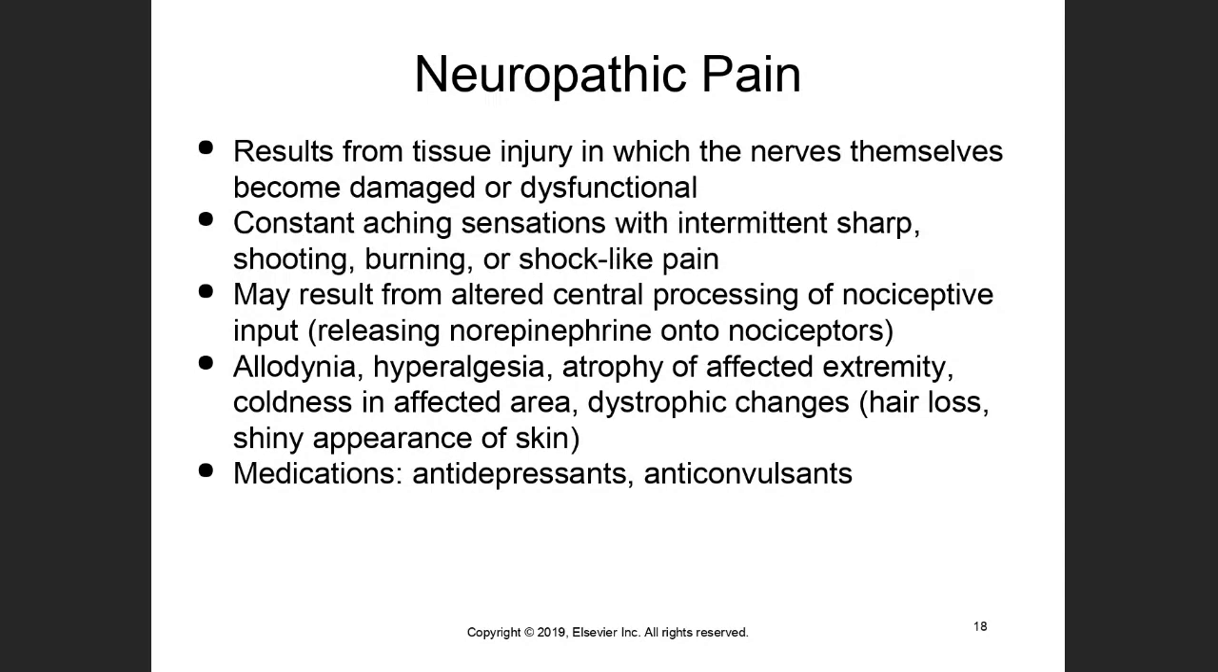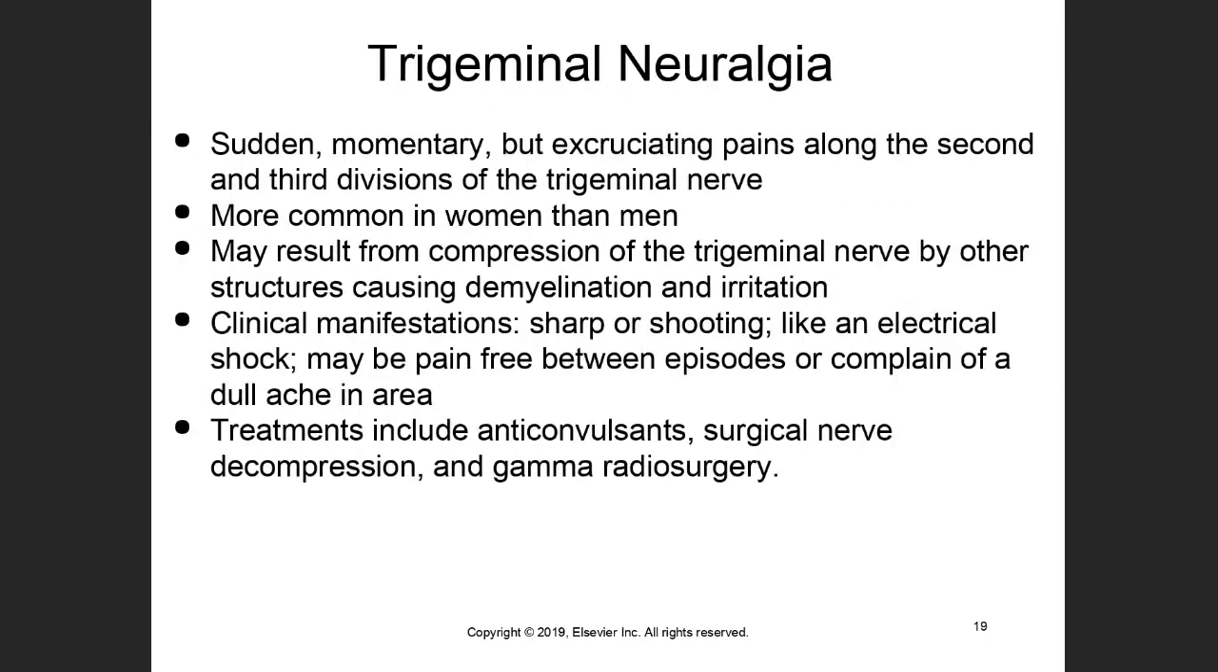Constant aching sensation with intermittent charge, shooting, burning, and shock-like lightning sensations may result from altered central processing of nociceptive input, releasing norepinephrine onto nociceptors. Allodynia, hyperalgesia, atrophy affecting the extremity, fullness in the affected area, dystrophic changes, and hair loss may occur. Medications include antidepressants and anticonvulsants.